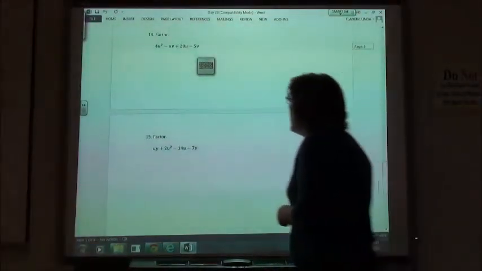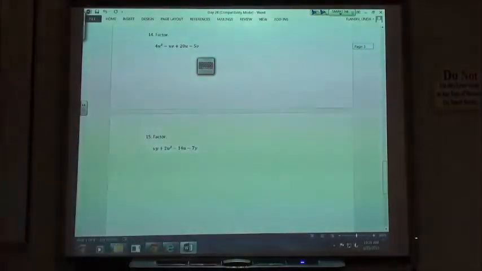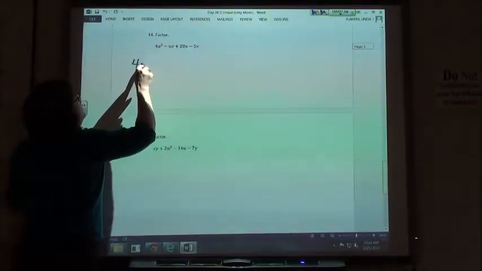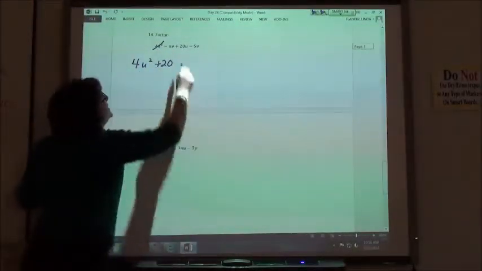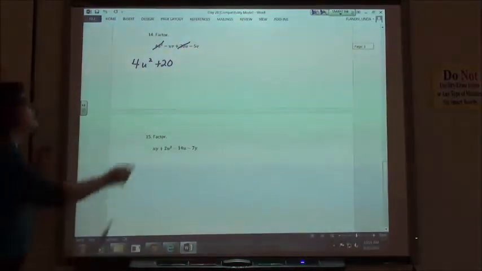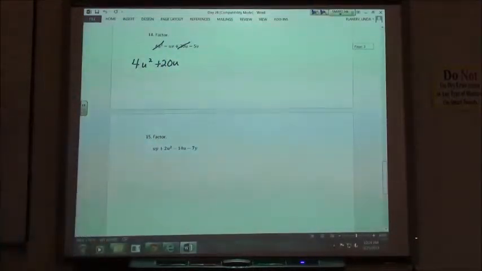So number 14, which 2 terms should we start with? Which 2 terms would be good ones to group together? 4u squared and plus 20u. I always like to start with the one with the highest exponent and put it with the one that has the most in common, but I better put my u behind there.